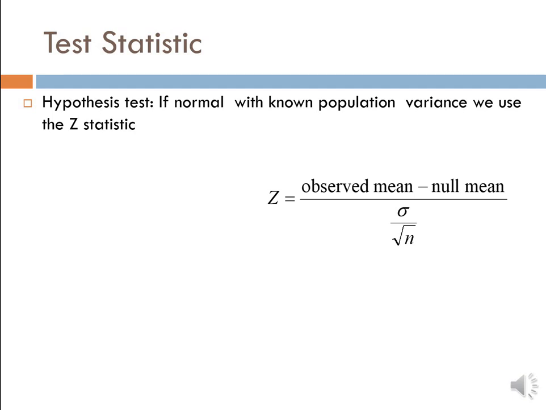Good. So in the case where the population variance or the population standard deviation is provided, you would use the Z statistic, which is defined as the observed mean minus the null mean or the claimed mean, over the standard deviation divided by the square root of n. Now the denominator, sigma over the square root of n, is also termed the standard error of the mean.